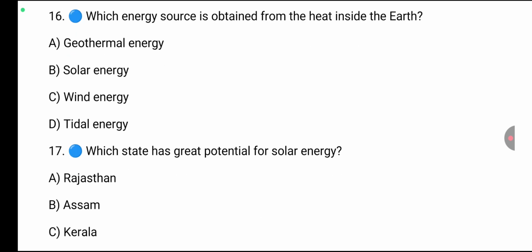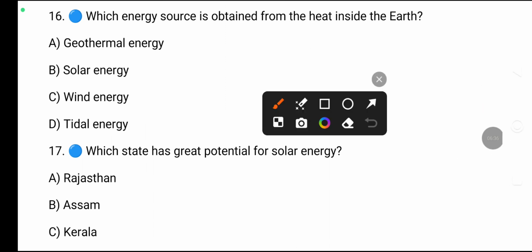Now moving on to question number 16. Which energy source is obtained from the heat inside the earth? Geothermal energy, solar energy, wind energy, tidal energy. Answer will be A, that is geothermal energy.